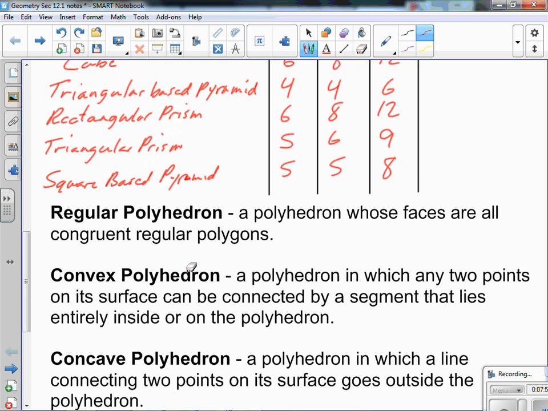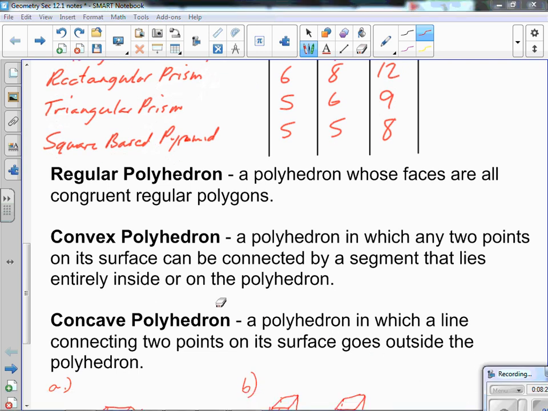All right. A convex polyhedron is a polyhedron in which any 2 points on its surface can be connected by a segment that lies entirely inside the polyhedron. So if I connect one face to another face with 2 points, that segment is going to be completely inside the figure if it's convex.